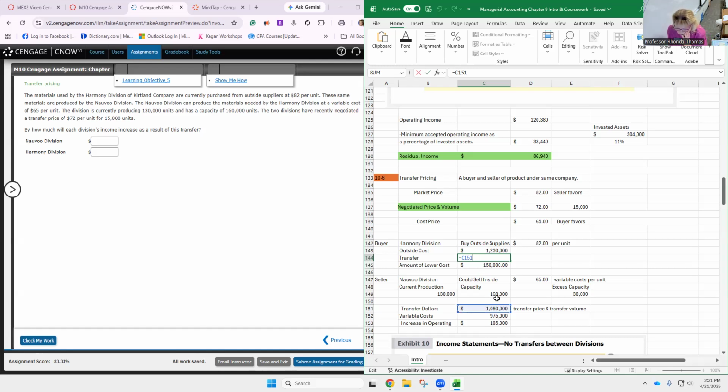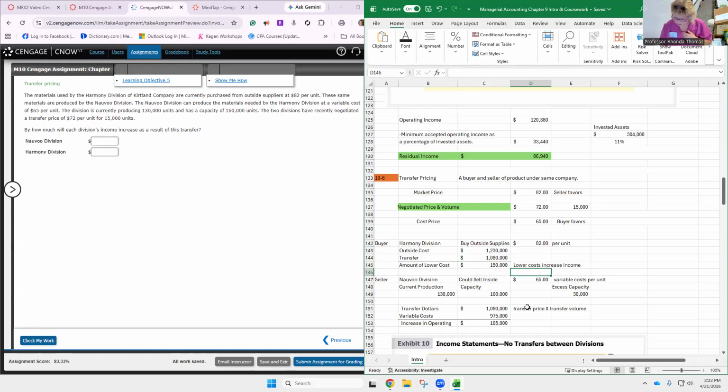The transfer dollars is the transfer price times the transfer volume. So we want that there, and then if this is what it would cost us to buy outside, and this is what we could buy it within, here is how much would lower the cost. The cost would go down by $150,000. Then it says, how much will each division's income increase as a result of this transfer? Lowering a cost is one way of increasing income. Lower costs, increase income.